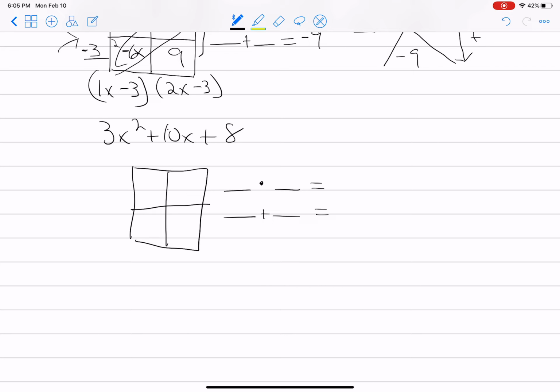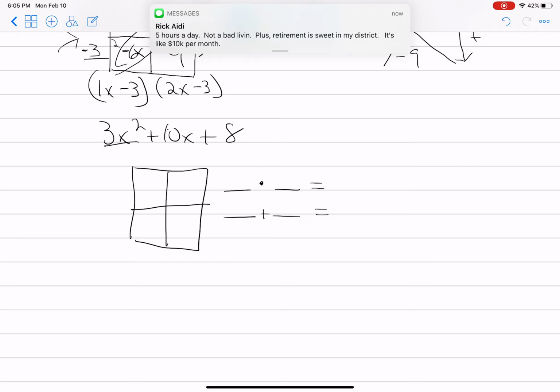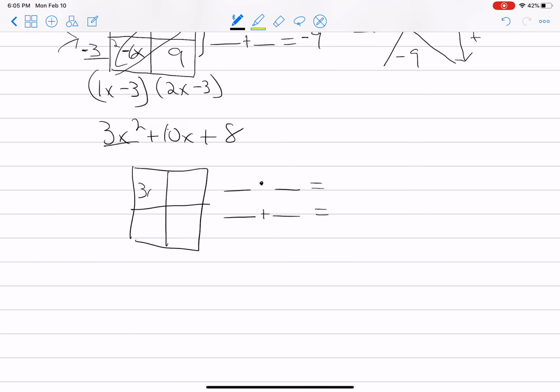Okay? So hopefully you just filled that in before I did, and you said, okay, that's box 1, 3x squared. That's box 4, 8. You know that box 2 and 3, when I multiply them together, should be the same as 3 times 8. So blank times blank has to equal 24. And box 2 and 3, when I add them together, should give me the middle term. So blank plus blank should equal 10.